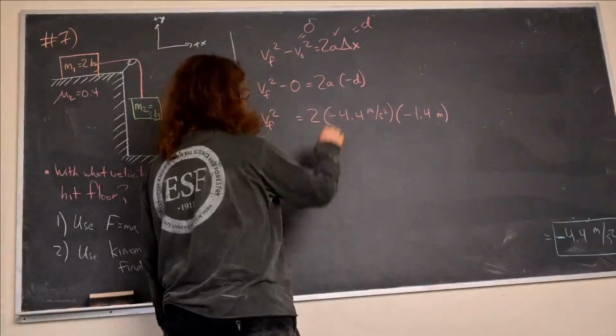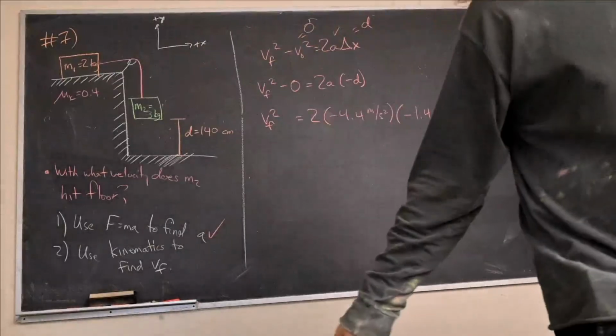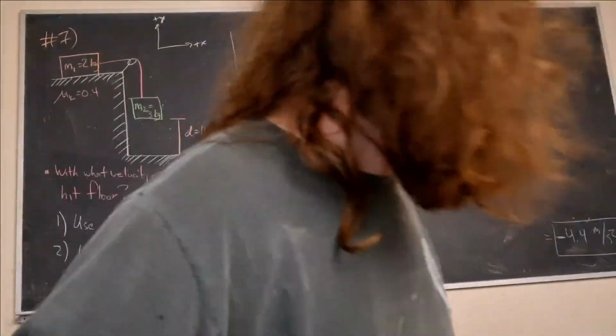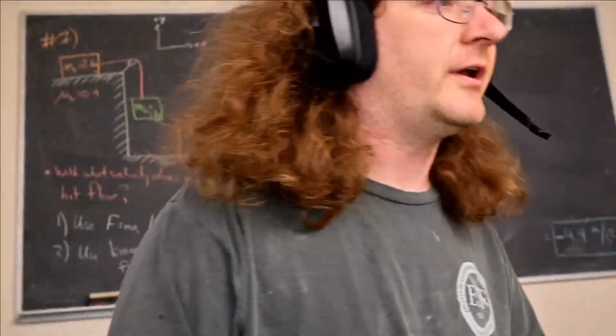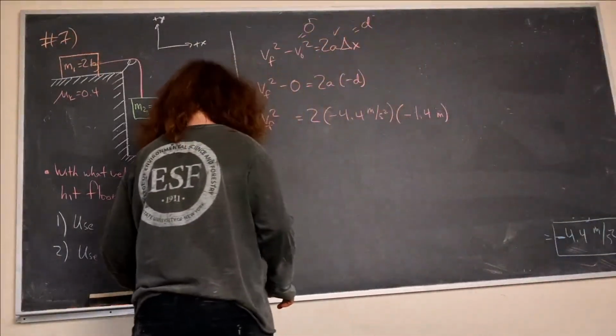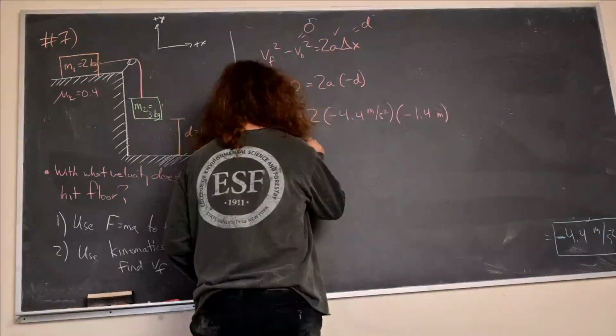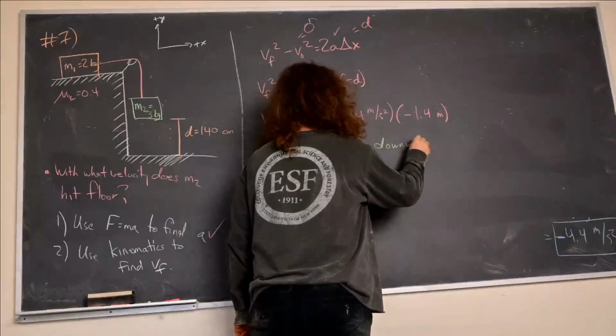So Vf is going to be the square root of all of that. I don't feel like doing that in my head, so we're going to ask the calculator. Dear Google Calculator, I want to know the square root of 2 times 4.4 meters per second squared times 1.4 meters. Google Calculator says that this is 3.51 meters per second. And the velocity is downward.